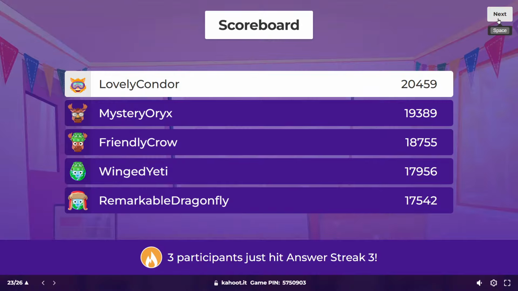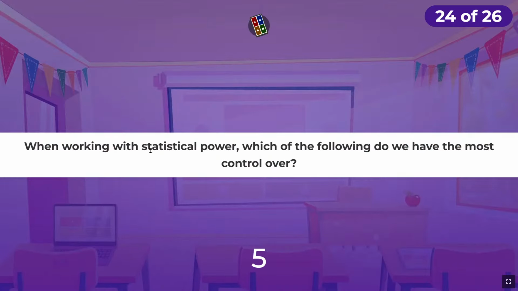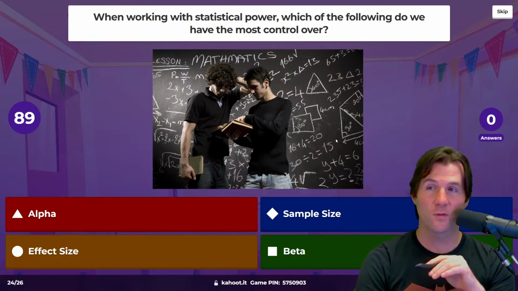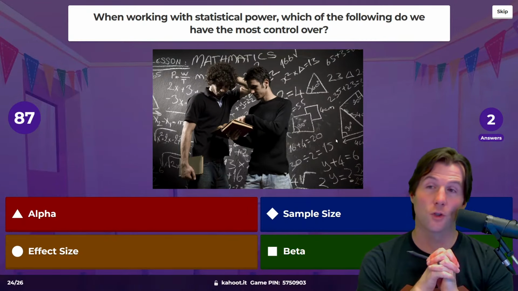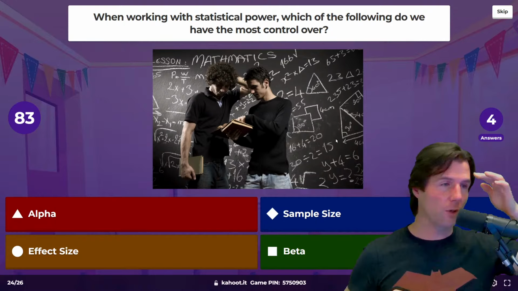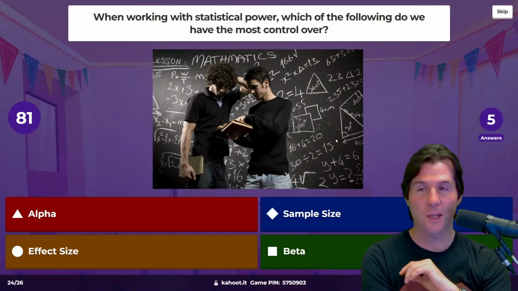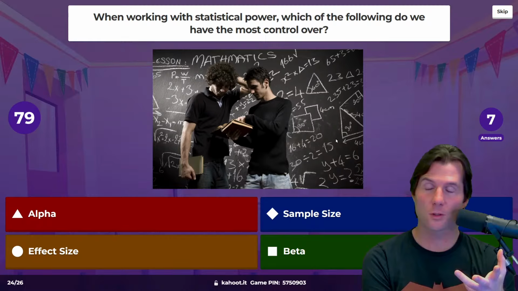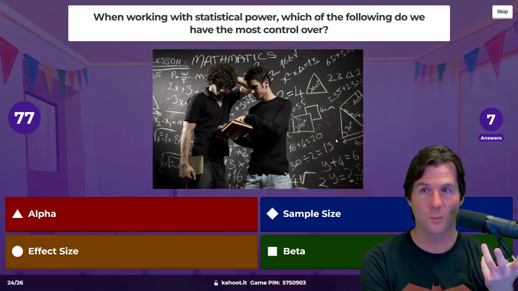Okay. Lovely Condor in the lead. When working with statistical power, which of the following do we have the most control over? Statistical power is the ability to correctly reject the false null. It is controlled by 3 separate things. The 3 things that control statistical power are: how much of a sample do you take? If you take a larger sample, you have higher statistical power.